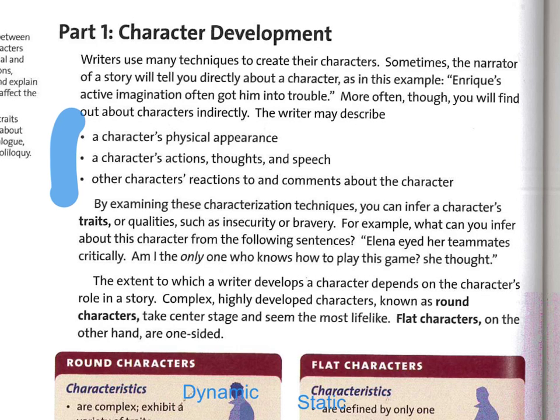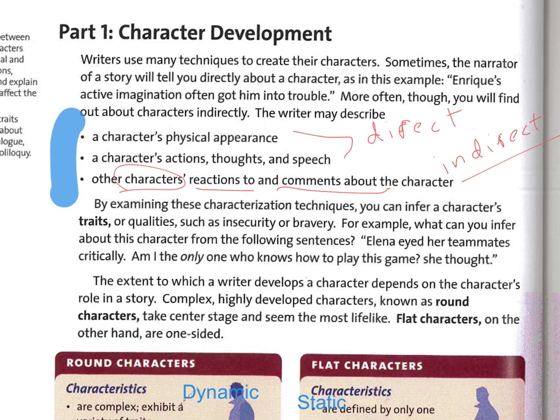Okay, if the author tells you through the character's appearance, their actions, their thought, and their speech, we call that direct characterization. Direct, okay? If we get characterization through other characters and how they react or what they say about the main character, that's going to be indirect. So direct and indirect characterization. Okay, I guarantee you that's something you need to know.